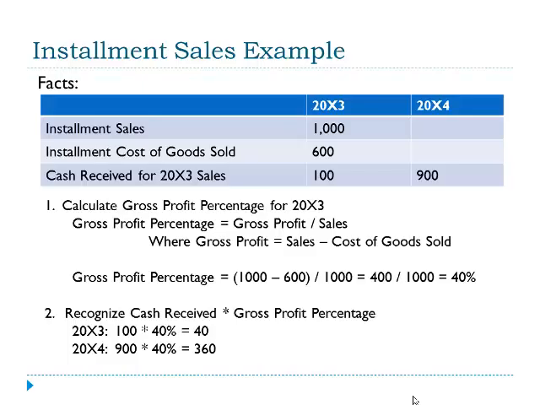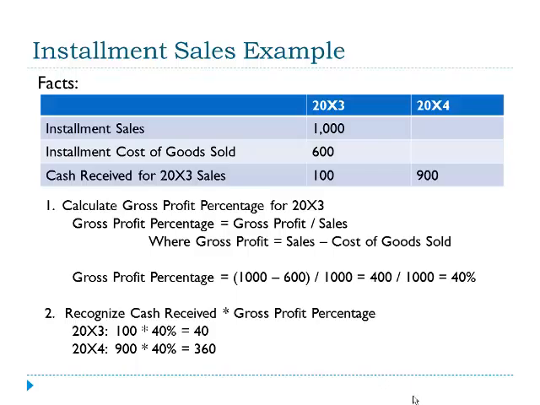Now, knowing what the gross profit percentage is, we can calculate how much revenue is recognized in each period. Let me say that more precisely. We're going to calculate how much gross profit is recognized in each period. So in 2003, we receive only $100 from these customers. 100 times 40% is equal to $40. And so $40 of gross profit in 2003 will be recognized and increase net income.